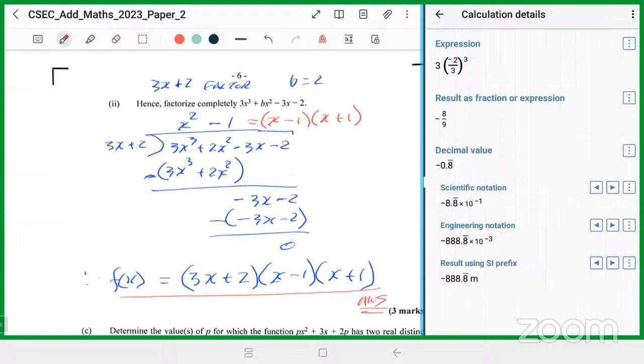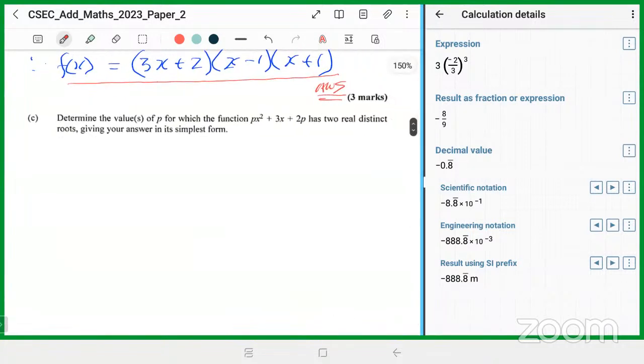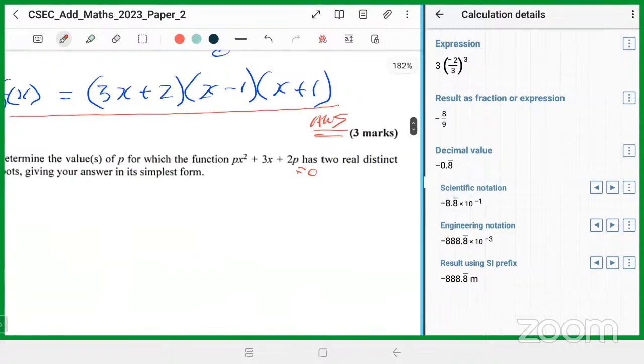Factorized completely. Nice. All right, next part. Determine the values of p for which this expression has 2 distinct roots. Now, this really should have been an equation equals 0, because it is a quadratic equation that has roots, right?